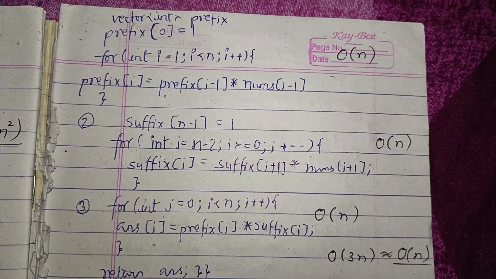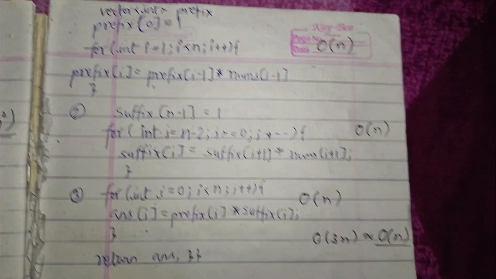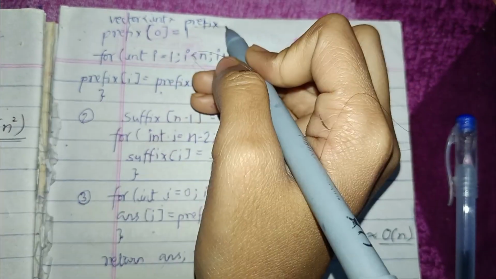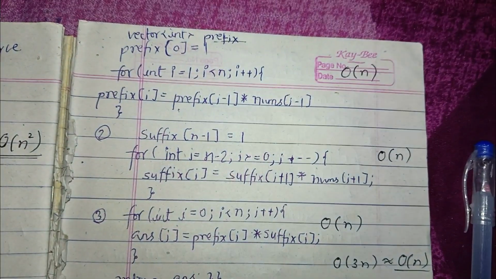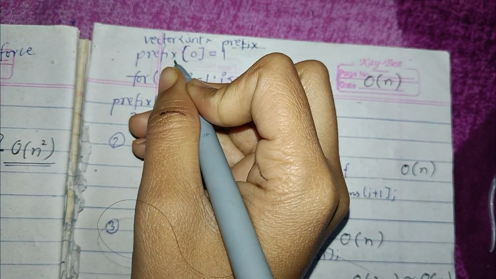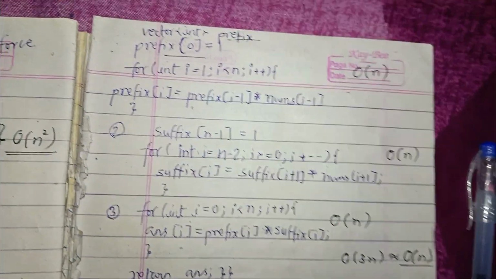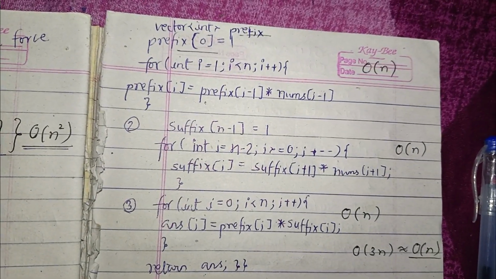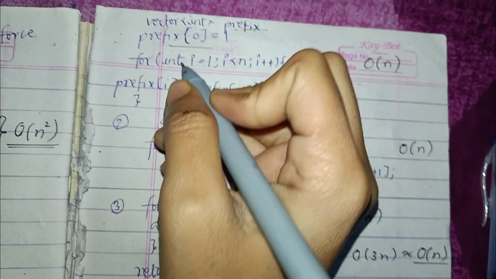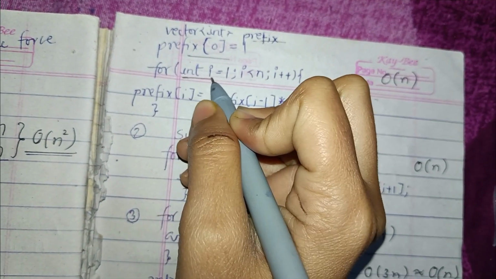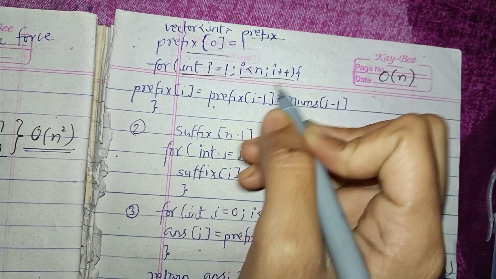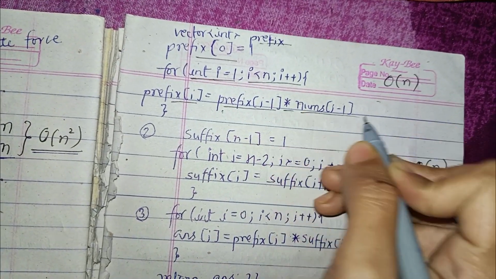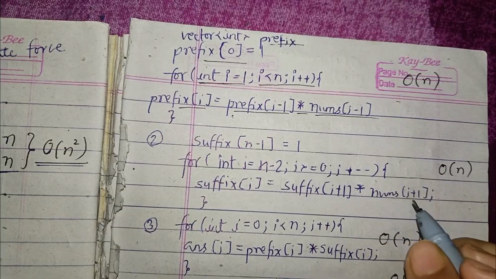Okay, now the code of our better approach: we have made one vector which is prefix, and we initialize prefix of 0 as 1. Then we start our loop from i of 1 to n and traverse it, and prefix of i is equal to prefix of i minus 1 into nums of i minus 1, as you can see in the diagram.